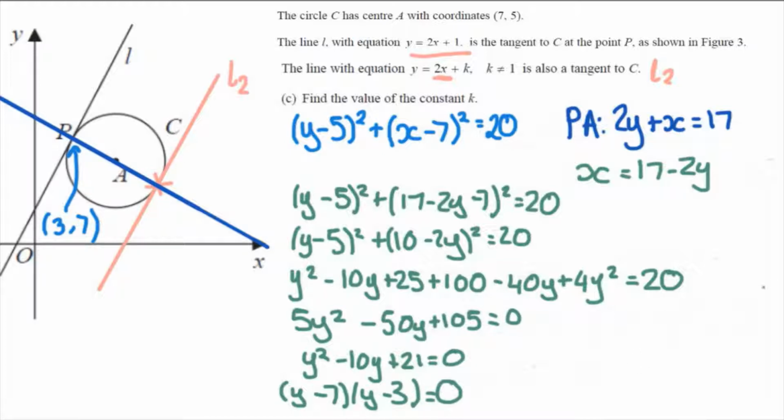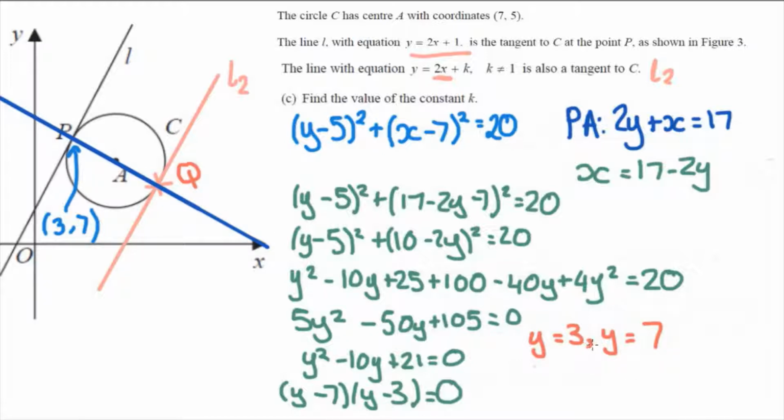So solving this, we end up getting that y is equal to 3 or y is equal to 7. And those two coordinates that we've just found are the y coordinates for where this blue line here intersects the circle, which you can see here, y is equal to 7 is this point here, P. Where y is equal to 3 will be this point here. Let's just call this Q.